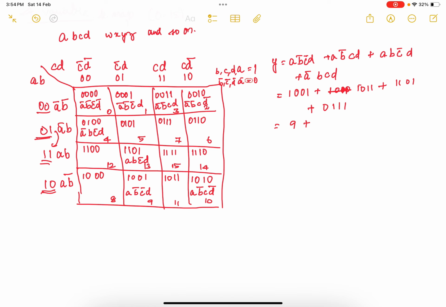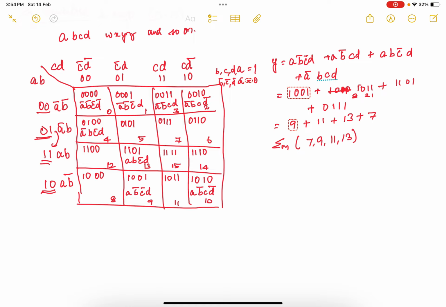1011 is 11, because this is 8, 4 is not there, 8021. So this will be 11 plus 8 is 12, 12 plus 1 is 13. So this will be 7. So this can be written as summation m of 7, 9, 11 and 13.